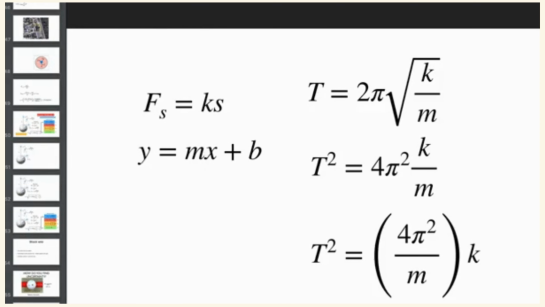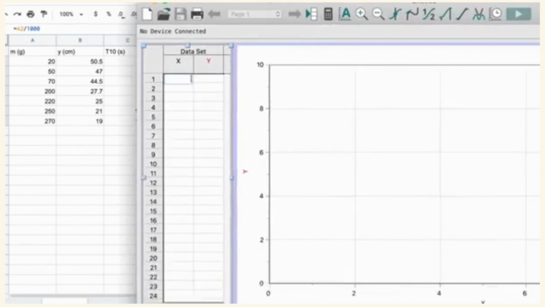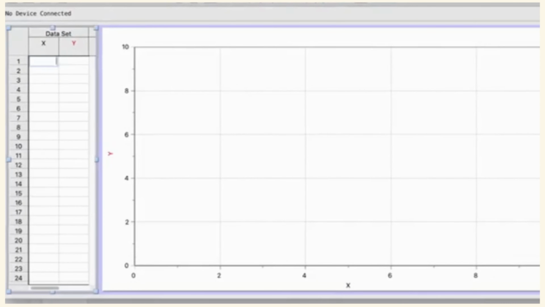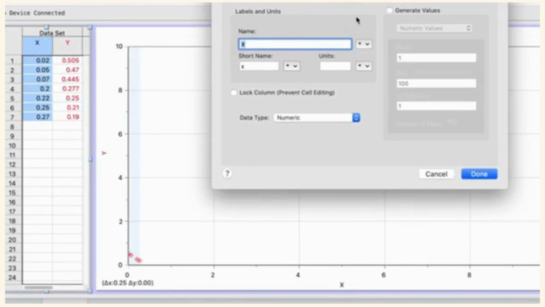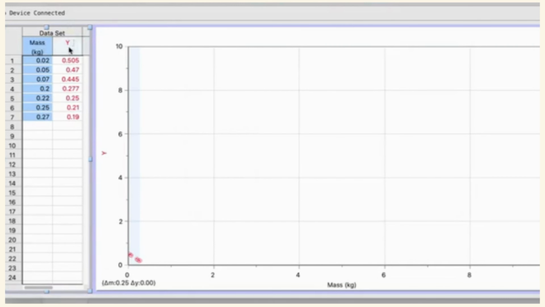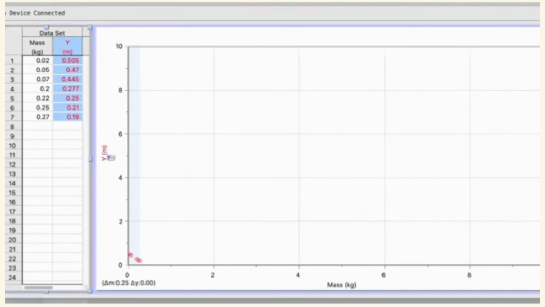So let's do that. I'm going to use Logger Pro. We use it to collect data, but you can use this for graphing too. So I'm just going to paste my data in there. I'm going to edit these columns because I want to make them look nice. This is the mass, and the units are kilograms. This is going to make things look nicer. And this is Y. I'll leave it as Y. Just double click on that, and it's units of meters.